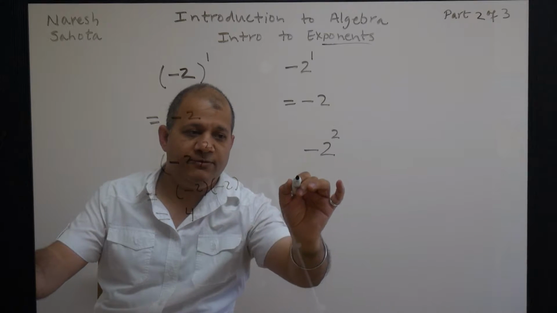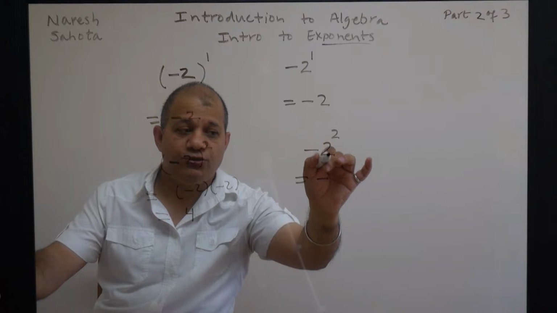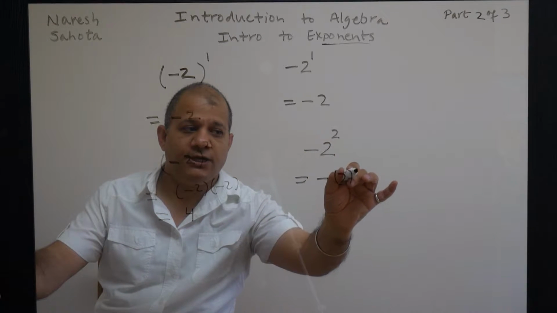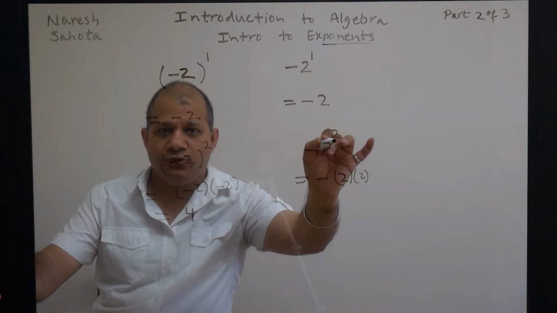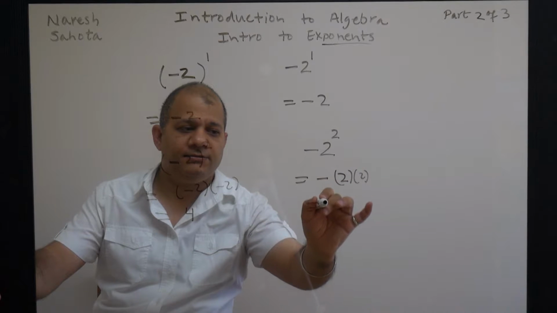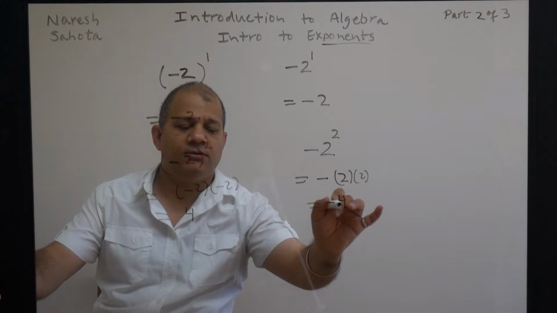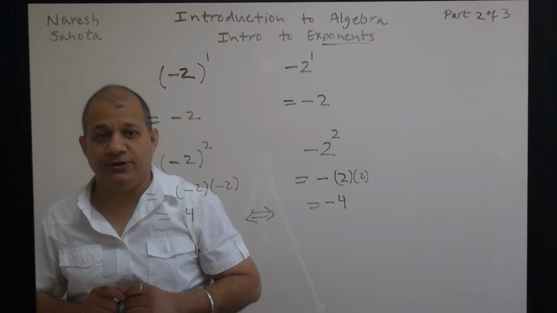So here, when we simplify, we copy the negative, and then we're saying this 2 will get multiplied 2 times. So multiply twice this base, right? So here the negative stays, 2 times 2 is 4. So that's the distinction you need to make and understand for yourself.